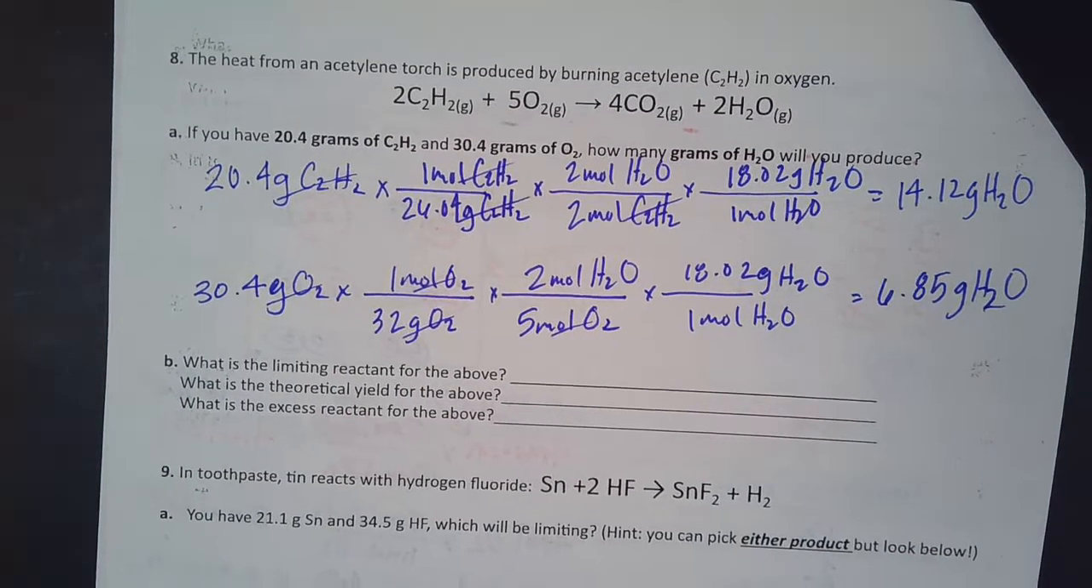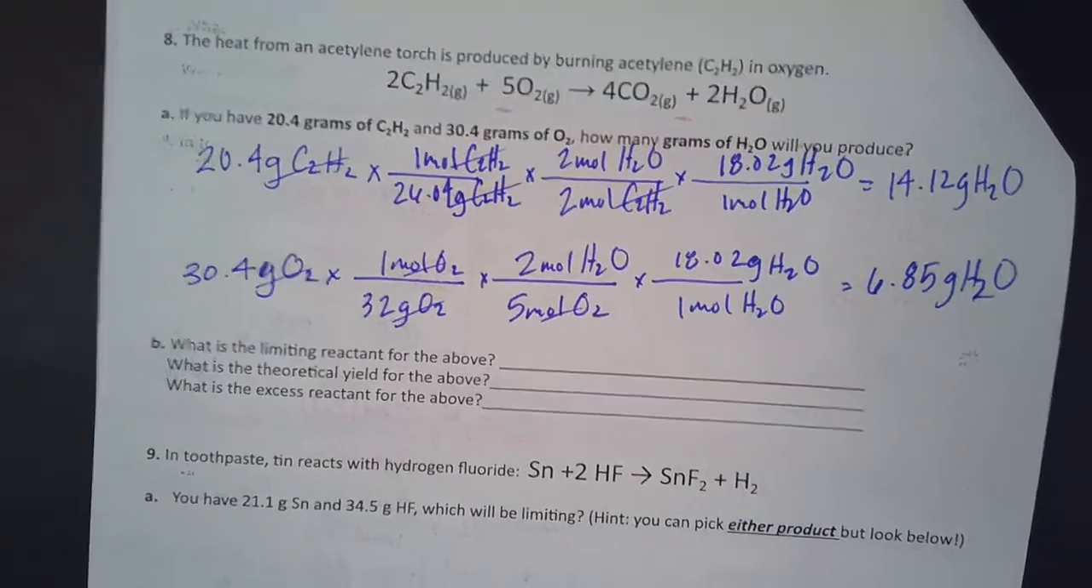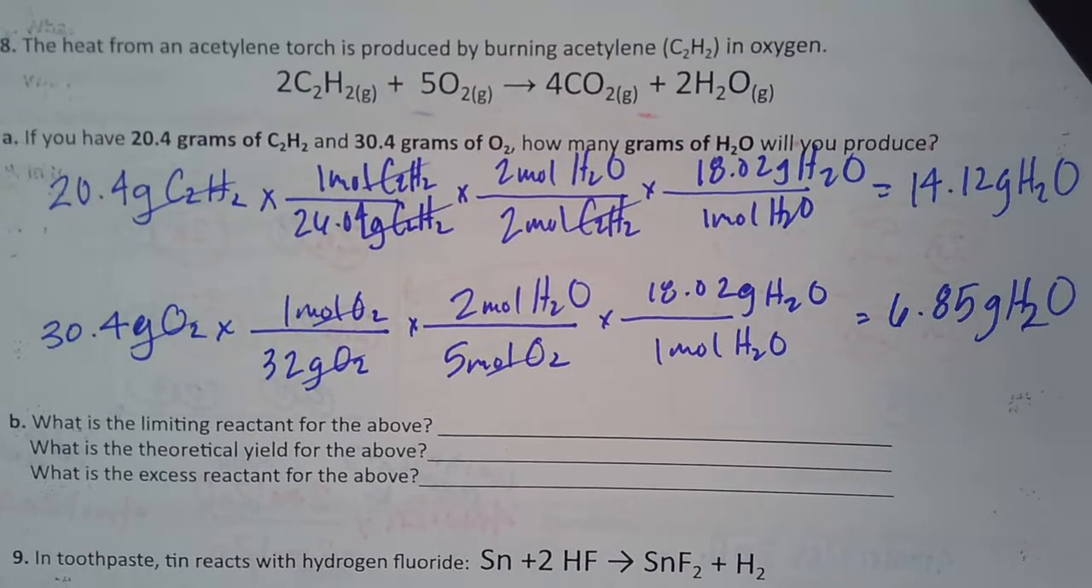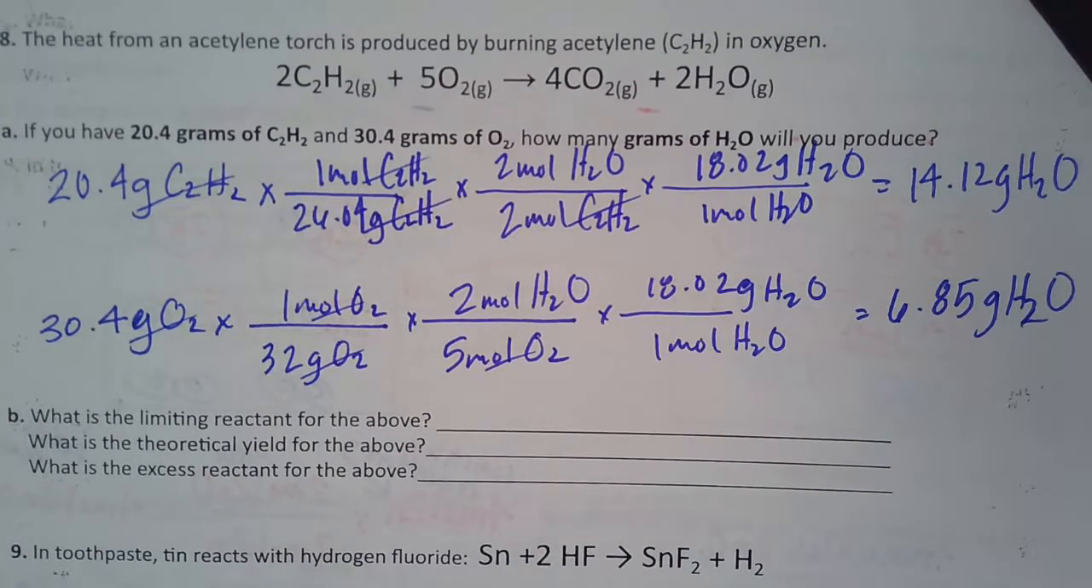So if you look up on top here, I did work them out for you. If there's a mistake, let me know. Is that what you got? Okay. So now with your groups, see if you can do what's the limiting reactant, what's the theoretical yield, what is the excess reactant. See if you can pick those out.